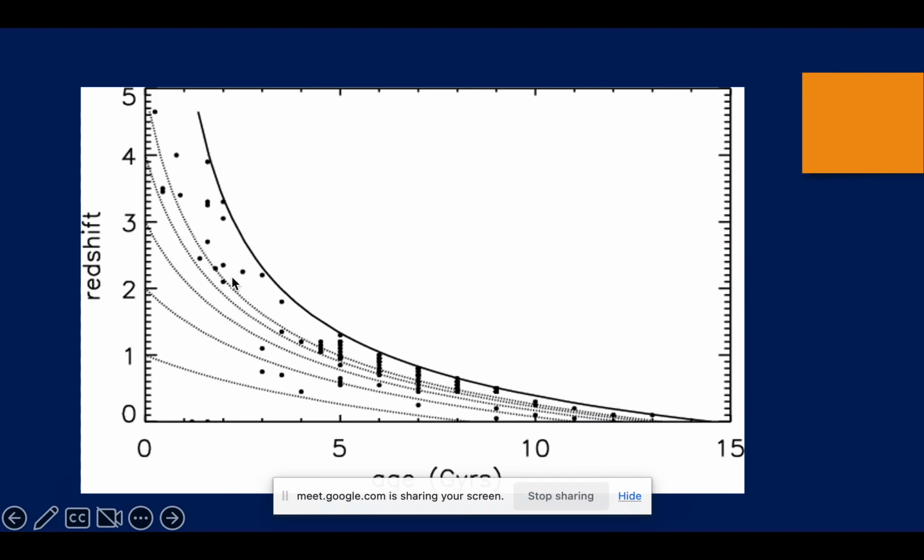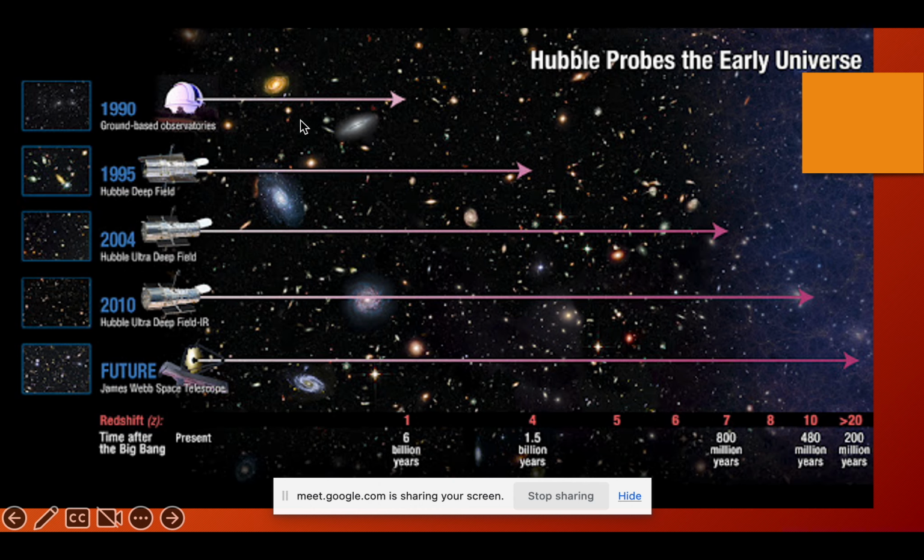So as you increase the redshift, you're seeing the universe as it was earlier and earlier, right? The age of the universe is about 13.7 billion years. So as you increase your redshift, you're able to see the universe at an earlier stage. Like I showed you, there are various probes. Ground-based observatories barely go to 6 billion years of the age of the universe. Hubble goes to about 1 billion years, but now with James Webb, we are going to about 200 million years. So we are seeing the universe as it was when it was only 200 million years old, right?